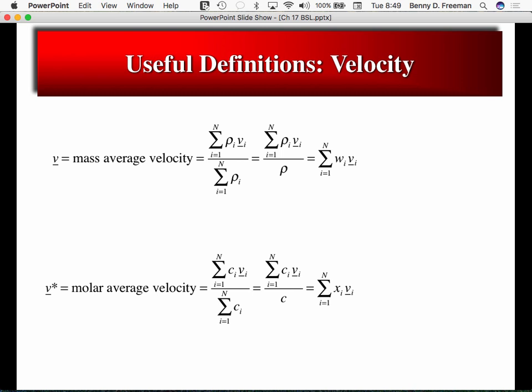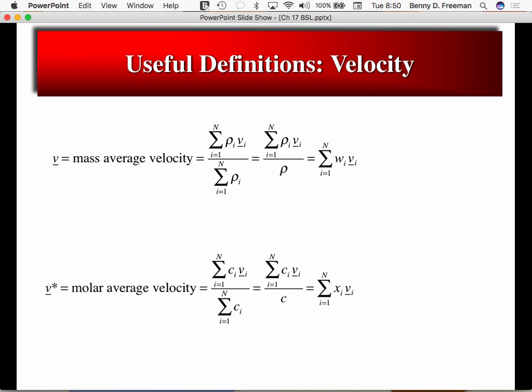The molar average velocity, in many problems in diffusion, we talk about moles, say, of gas going through a catalytic particle and things like that. And so often these calculations are done on a molar basis, and so the molar average velocity is also an important one for us. And it's written analogously as the concentration of each species times its velocity divided by the total molar concentration. And that works out just to be the mole fraction weighted velocity of each component.